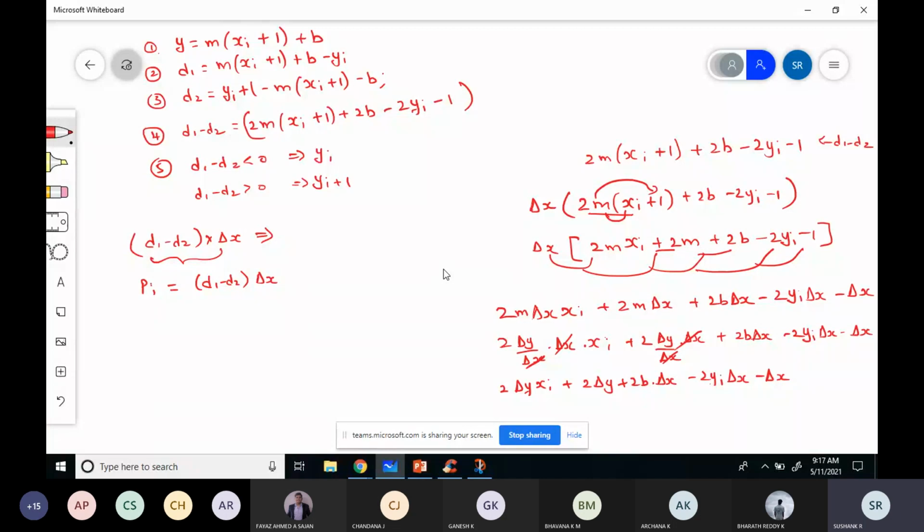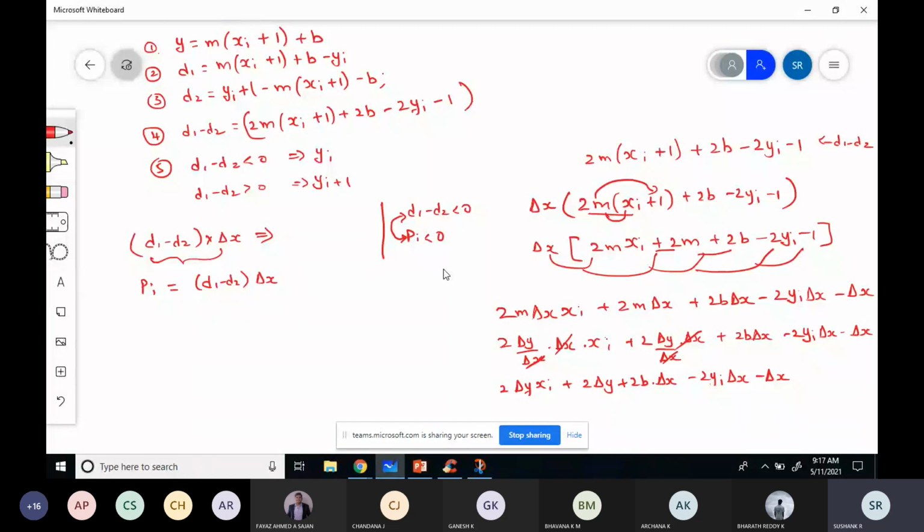So I told you that pi is nothing but d1 minus d2 into delta x. So one few things, if d1 minus d2 is less than 0, so even pi will also be less than 0. That means the sign of pi is same as the sign of d1 minus d2, because you're just multiplying it by a factor called delta x.